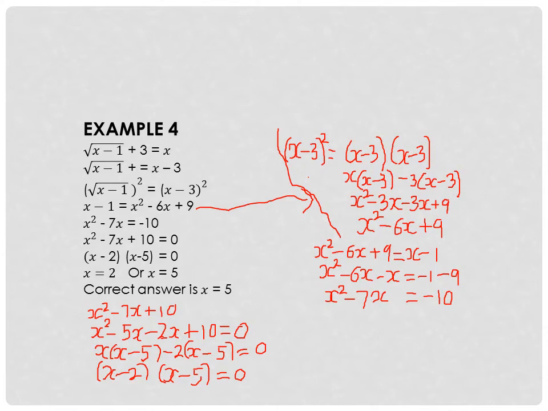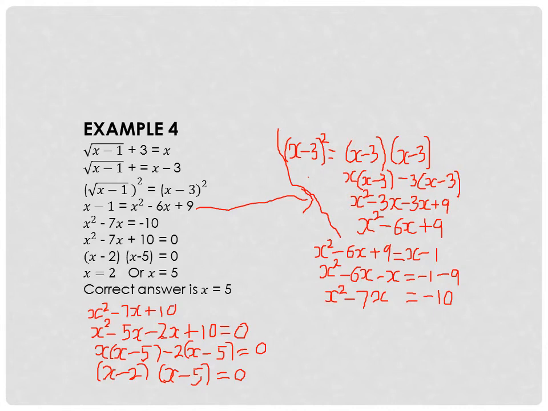So now we put minus 5 and minus 2 to replace the minus 7. Hence we have x to the power 2 minus 5x minus 2x plus 10 is equal to 0. Now we find a common factor: x in the bracket x minus 5, and the common number is negative 2 in the bracket x minus 5 is equal to 0.